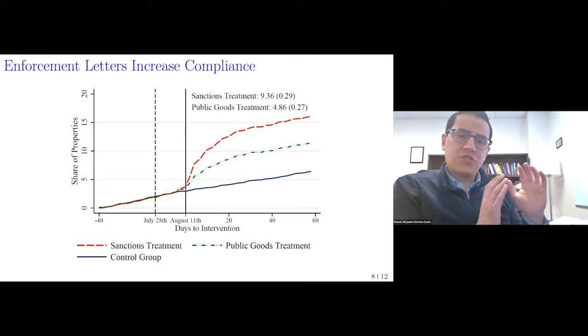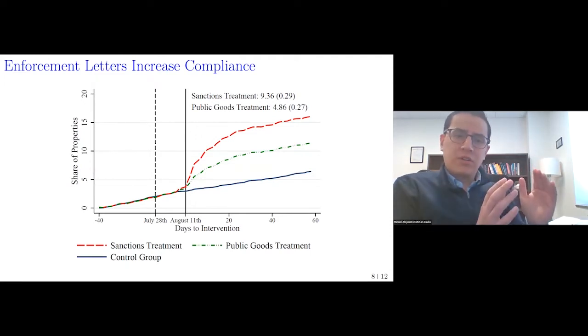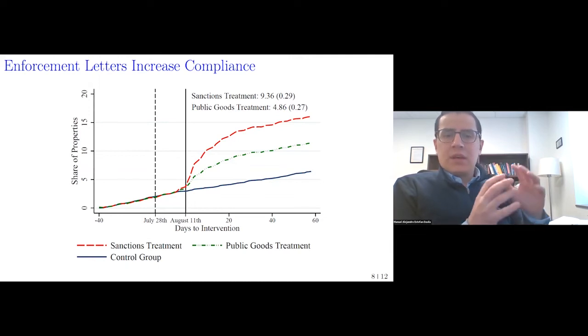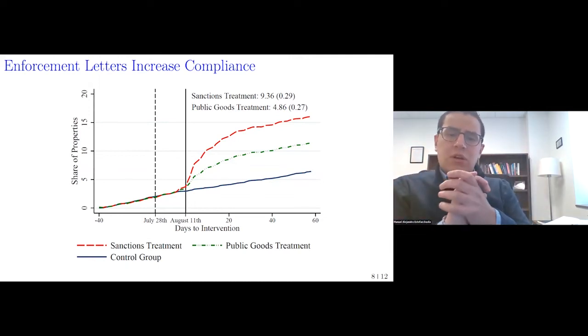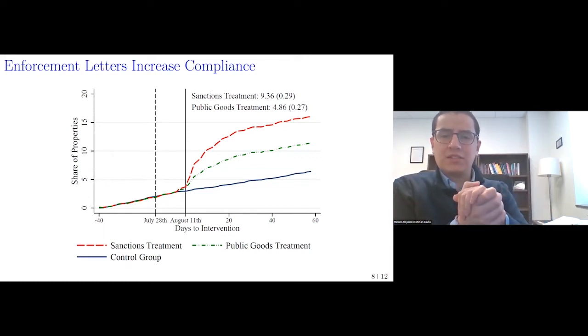The first of them is a sanctions treatment group that consists of a letter highlighting the potential legal sanctions that the taxpayer may face if she does not make a payment toward her overdue balance. The second group is a public goods message, and namely taxpayers in this group receive a letter highlighting the potential public goods that they will be able to access if they pay their taxes.